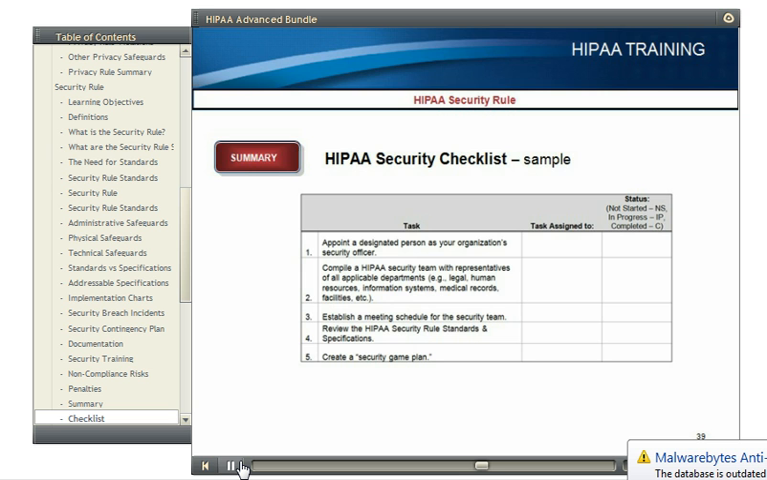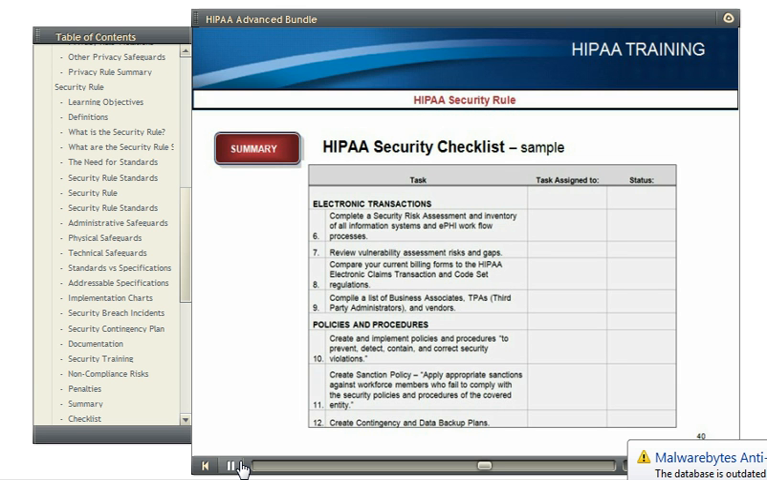HIPAA security checklist. Sample. 1. Appoint a designated person as your organization's security officer. 2. Compile a HIPAA security team with representatives of all applicable departments, e.g., legal, human resources, information systems, medical records, facilities, etc. 3. Establish a meeting schedule for the security team. 4. Review the HIPAA security rule standards and specifications. 5. Create a security game plan.